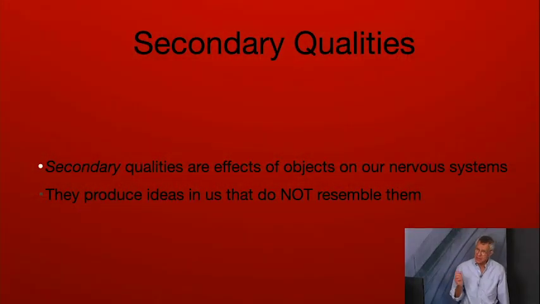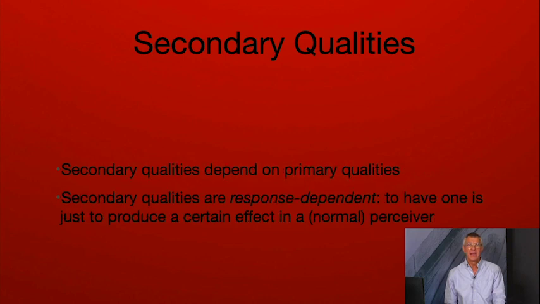Those are the objects that physics postulates. Locke is a scientific realist. He says the things that are really in the world are the objects that science postulates as being the fundamental entities in the world. The things that are other than that are the things that we are contributing. Secondary qualities, in particular, like color, are just the effects of objects on our nervous systems. Or if we want to talk about them as really being in the object, they're the powers in the object to affect our nervous systems in that way. They produce ideas in us that do not resemble the object. They are effects that have nothing corresponding to them in the object.